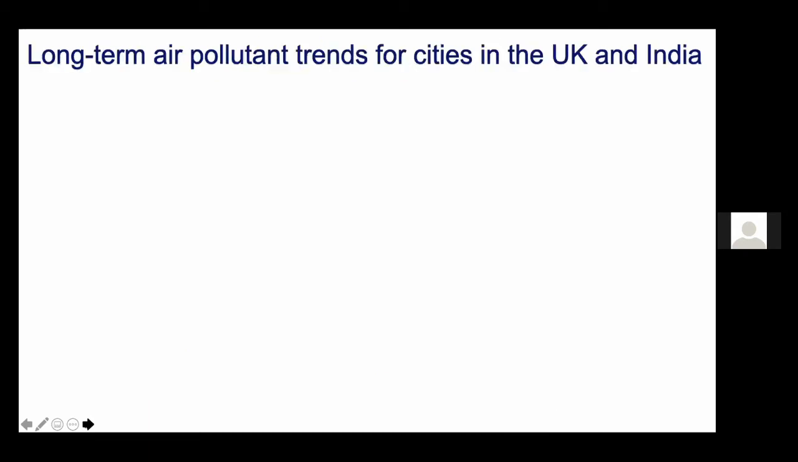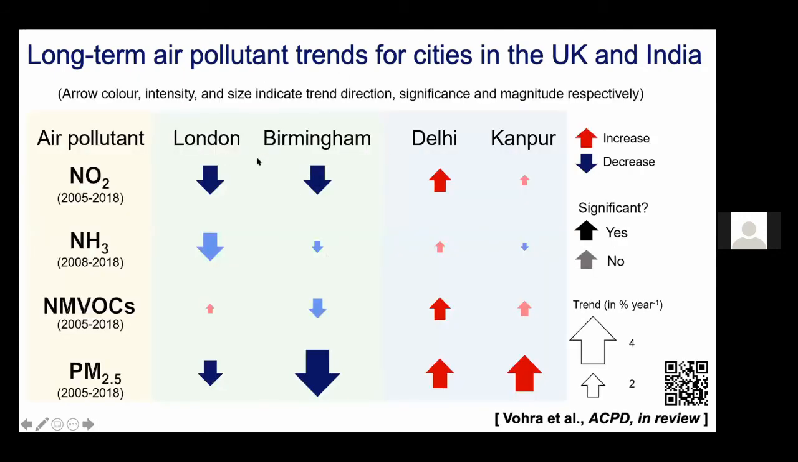Now, I won't show you the trends for all, but I have a summary slide to show you the trends for all the cities in the UK and India. So these were the 4 cities we were looking into, and these were the 4 pollutants that we were catering to. And what we see is that a blue downward facing arrow indicates a decreasing trend, an upward facing arrow shows an increasing trend. The darker shades basically indicate the significance of the trend. So what we see, London and Birmingham are showing decrease for most of the pollutants, except NMVOCs, which have shown a recent increase, 2012 onwards. And for the cities in India, the air quality has been degrading, and so we see an increase.